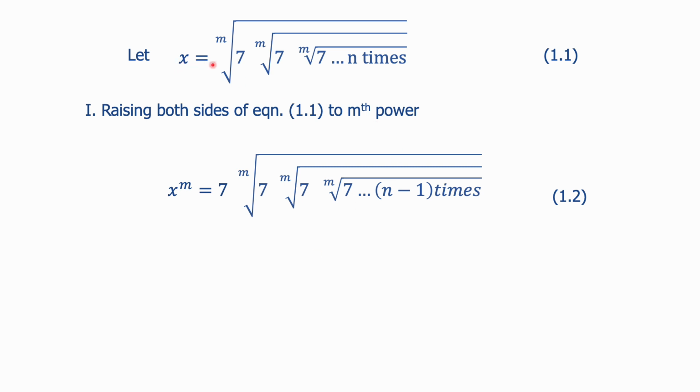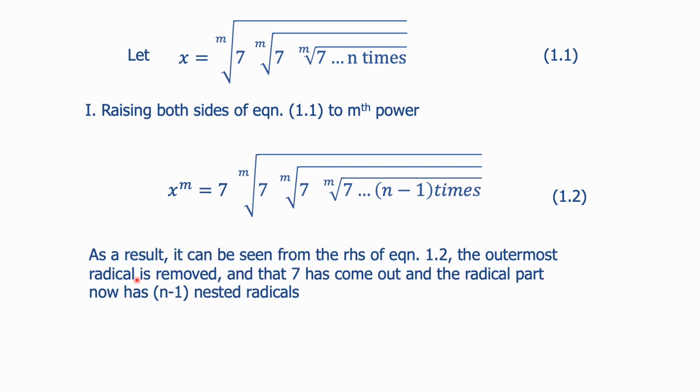Let x equal the mth root of 7 multiplied by the mth root of 7 multiplied by the mth root of 7, and so on under the mth root, repeated n number of times. Thus, raising both sides of equation 1.1 to the mth power, we get x to the power m is equal to 7 multiplied by the mth root of 7 multiplied by the mth root of 7, and so on, repeated n minus 1 number of times. As a result, it can be seen from the right hand side of equation 1.2 that the outermost radical is removed and that 7 has come out, and the radical part now has n minus 1 nested radicals.